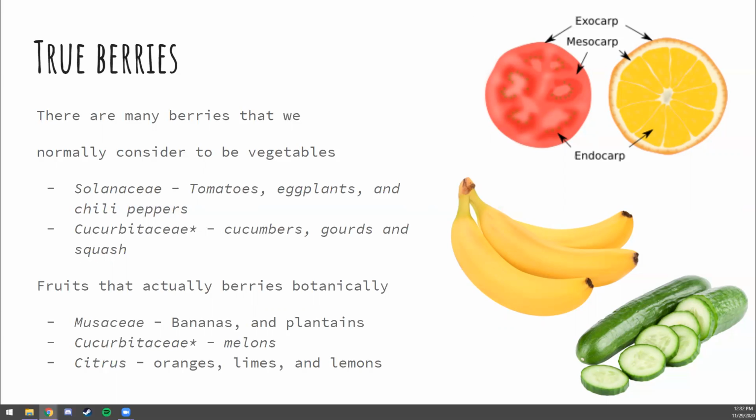Also, fruits that we have normally called just regular fruits that are actually berries are Musaceae, which are bananas and plantains, Cucurbitaceae, as we see again, melons, which are related in the same family as cucumbers, gourds, and squash, as well as citrus, oranges, limes, and lemons. Although citrus fruits have sectioned off flesh within them and the thick rind that covers them, they are still considered berries. This is because they do, in fact, have endocarp, mesocarp, and exocarp, as well as having more than one seed in their fruits.